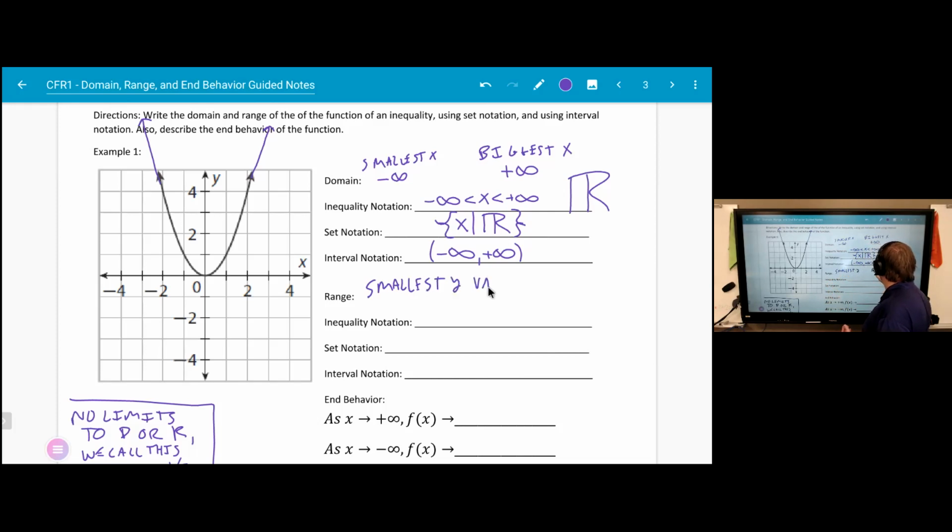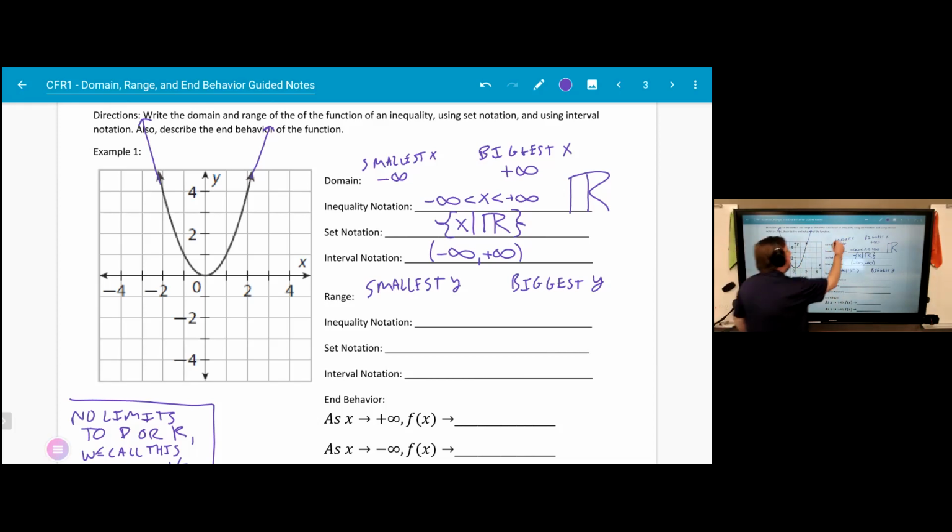Smallest Y. And what is the biggest Y? Well, if you remember what I just did up here, I said, what's the smallest X? I went from left to the biggest X value, which was right. Left to right. If I look at my Y values, my smallest Y values are down. My bigger Y values are up. So I'm going to be looking down to up.